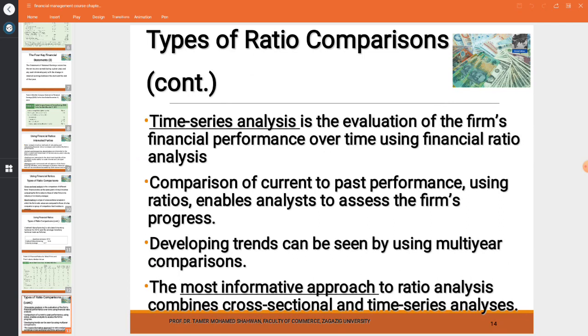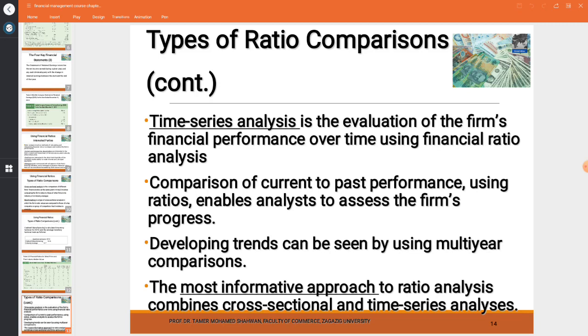We are using panel data. That is, you depend on how the performance of your firm is, based on a specific ratio over a number of years. Through such a comparison, by comparing your current performance with your past performance, you could determine and assess the firm's progress.